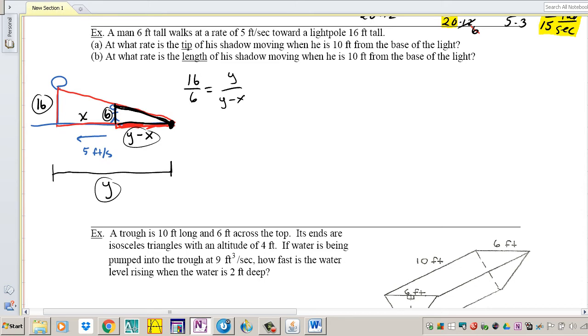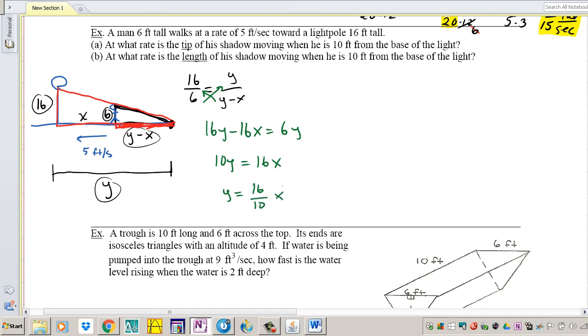So, solving this equation, we want to solve for y. We're going to cross multiply: 16y minus 16x is equal to 6y. That would be the same thing as 10y is equal to 16x. And finally, y is equal to 16 over 10 x.